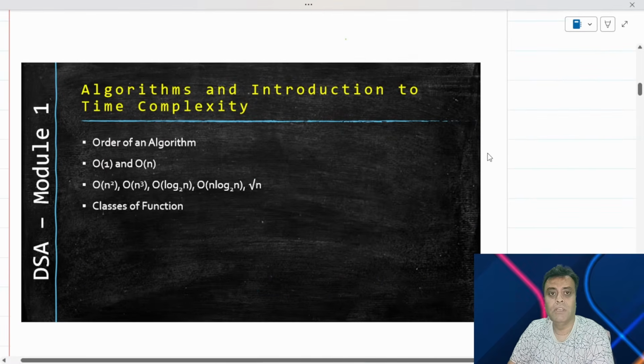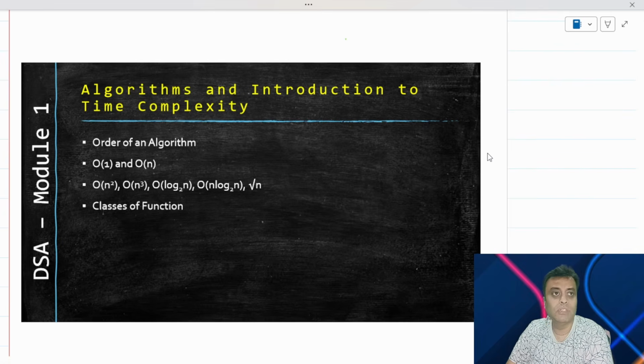In this particular lecture, we are starting off with the time and space complexities, and we will discuss mostly time complexity. We will touch upon space complexity in the first part of the video, and then we'll proceed with a deep dive into multiple items and multiple function classes of time complexity as we go forward.